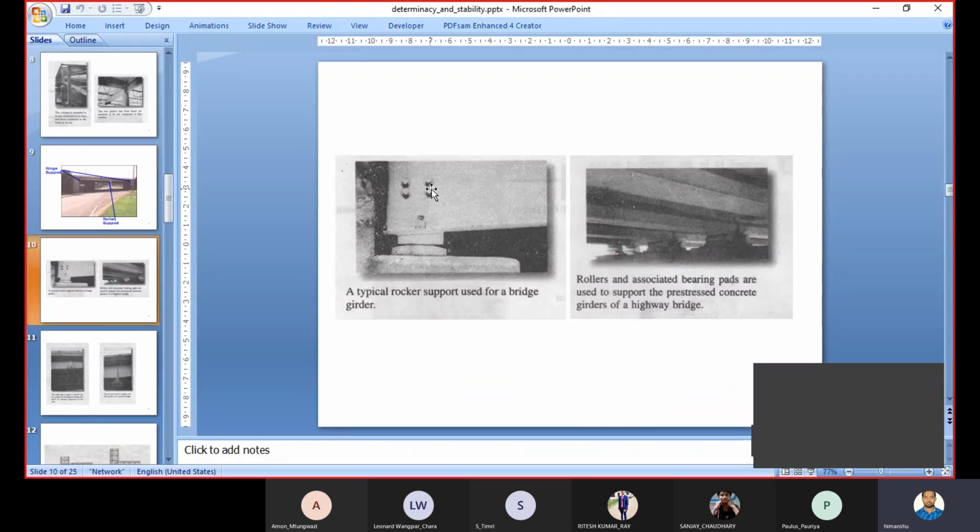If you see an element like this in any bridge, then it is a typical rocker support used for a bridge girder. This is not a hinge. And these are the rollers. If you are able to see, there are certain rollers. Associated bearing pads are used to support the pre-stressed concrete girders of a highway bridge. And generally rollers are provided where there is a turning in your bridge.